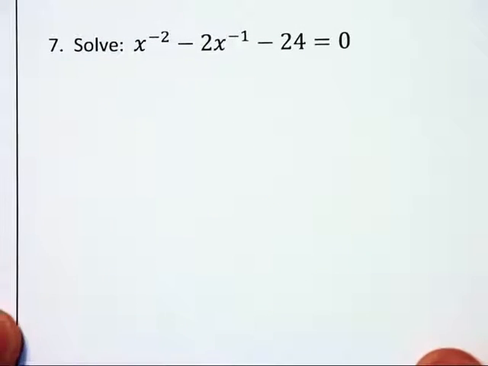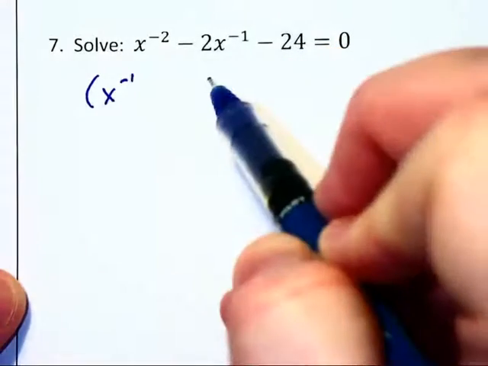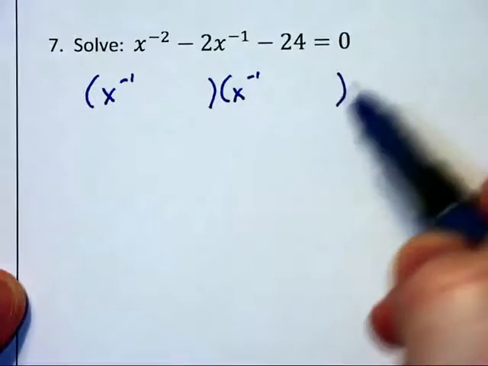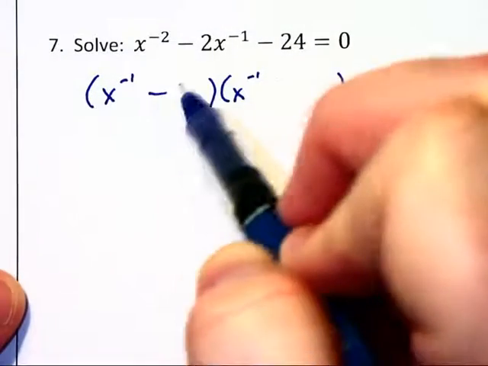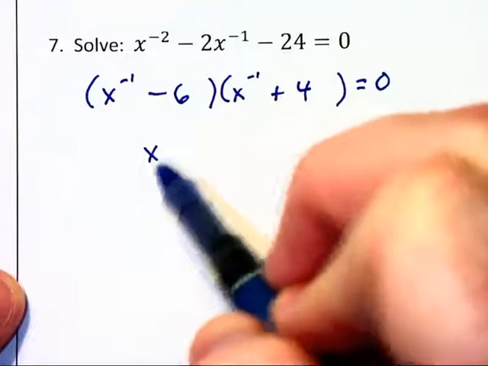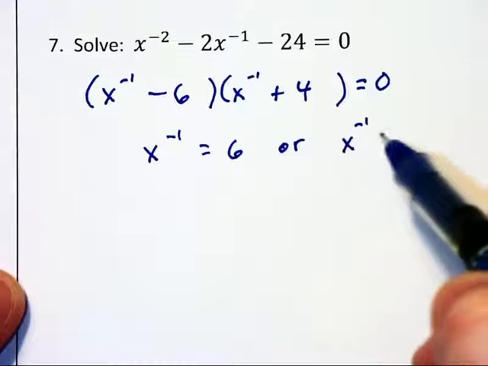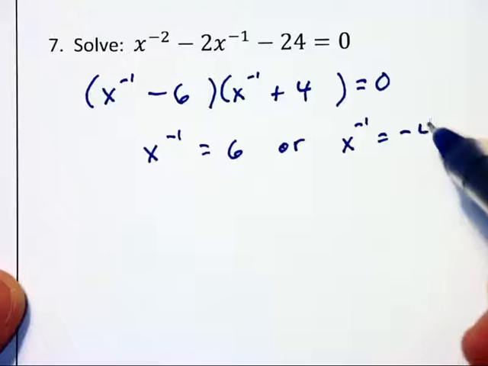Number 7 has negative exponents here. You have a couple of choices. First, you could factor with x to the minus first at the beginning of each parentheses, and use the two key values, minus 6 and positive 4, and find out that x to the minus first equals 6, or x to the minus first is equal to negative 4.